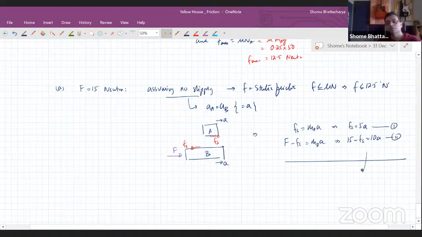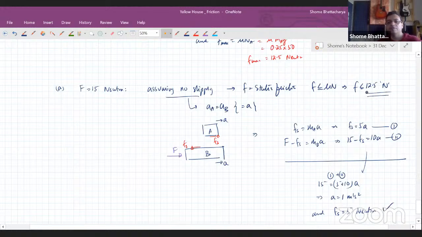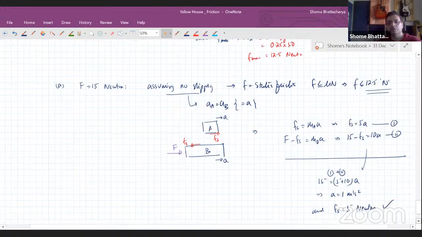Solving these equations, we'll see that acceleration is 1 meter per second square and the friction needed is 5 newtons. Now, because the friction needed is only 5 newtons, whereas the maximum friction available is up to 12.5 newtons, we can see our assumption is correct, that there will be no slipping.